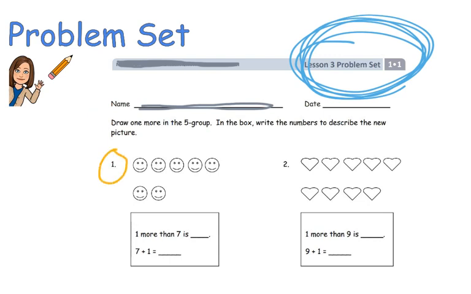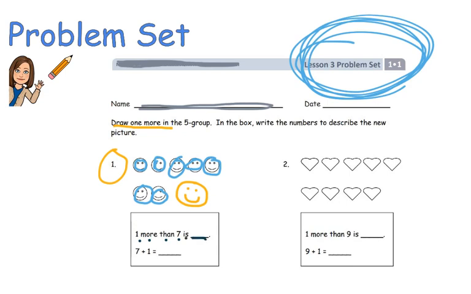Here we are. Let's start by counting how many smiley faces. Ready? 1, 2, 3, 4, 5, 6, 7. Our directions say that we have to draw one more. So I'm going to draw one more. Now let's read our sentence. 1 more than 7 is blank.